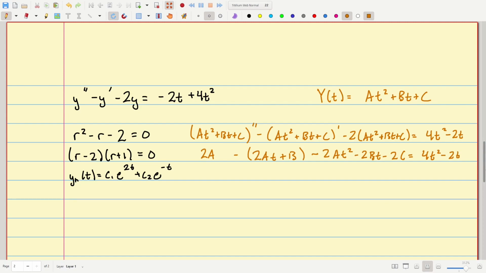Now, we go through the same process that we mentioned before with collecting terms. Negative 2a times t squared plus all the stuff that has t's in it, so we're going to have negative 2a minus 2b times t, and then lastly 2a minus 2c. Okay. Yes, you're correct. Thank you.